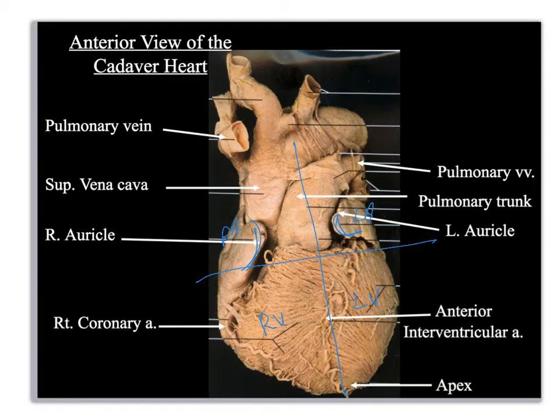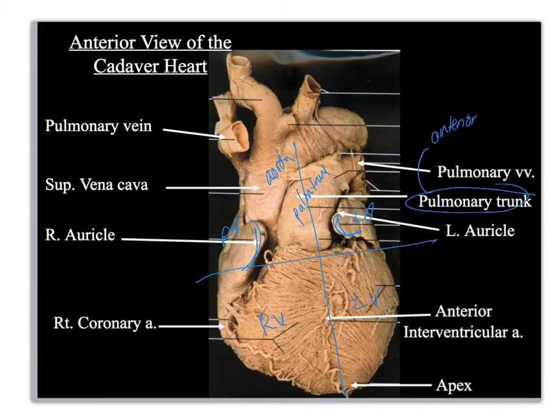You can see here the aorta, and here is the pulmonary trunk. Always remember that the pulmonary trunk is more anterior. So the aorta is in the back, the pulmonary trunk is in the front, okay? We can see other little veins.